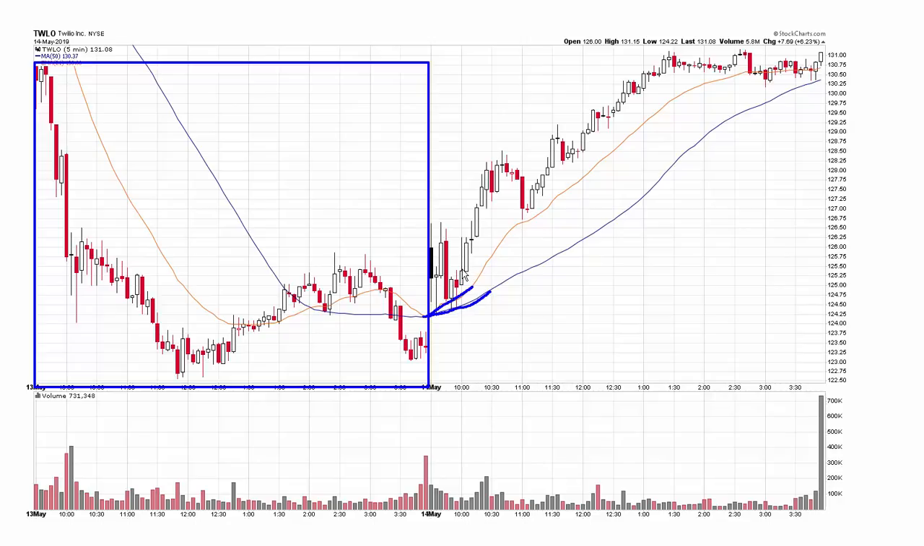You could buy this, or if you wait, then an hour later you get a dip back to the 21, which gives you another entry, and the stock moves from 127 up to 130, 131. So it's like a three-point move for a $120-something stock. Not bad. Okay, as a day trading vehicle, this is good to me.